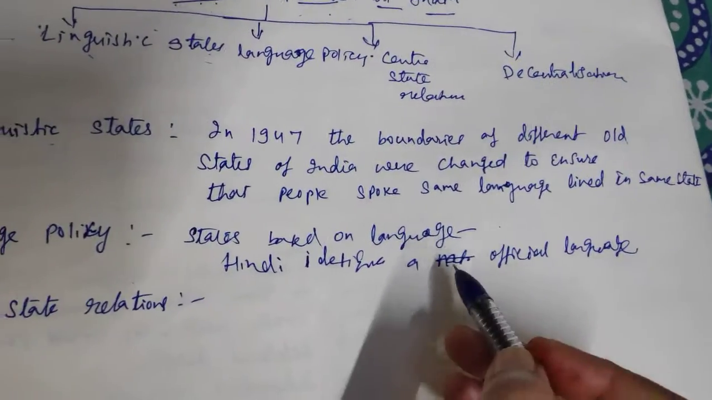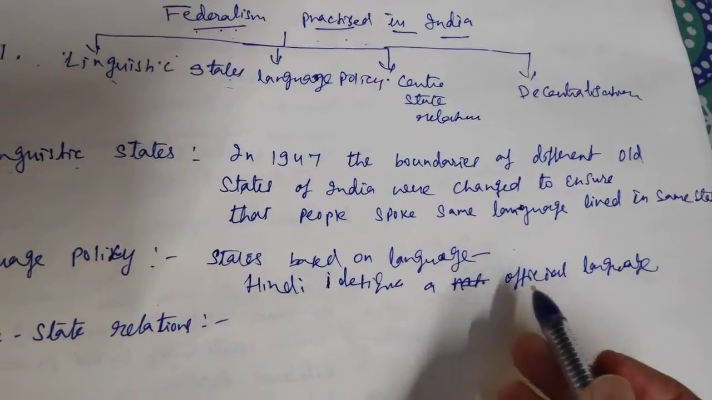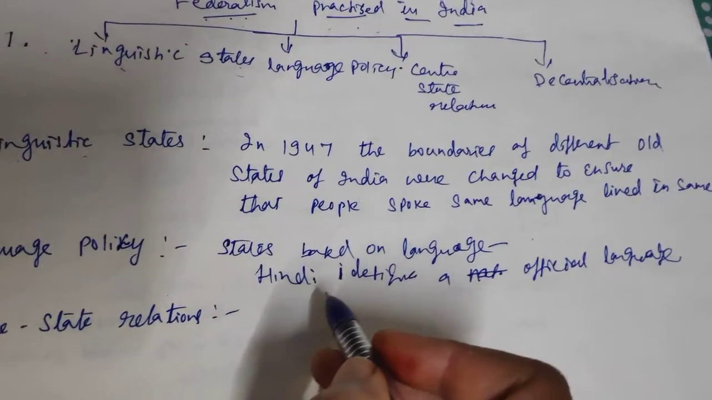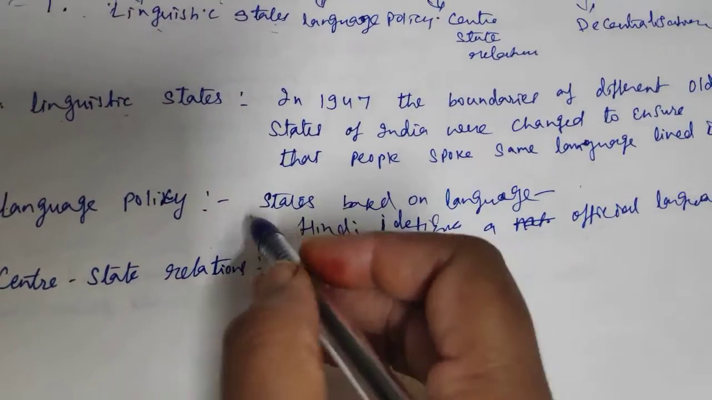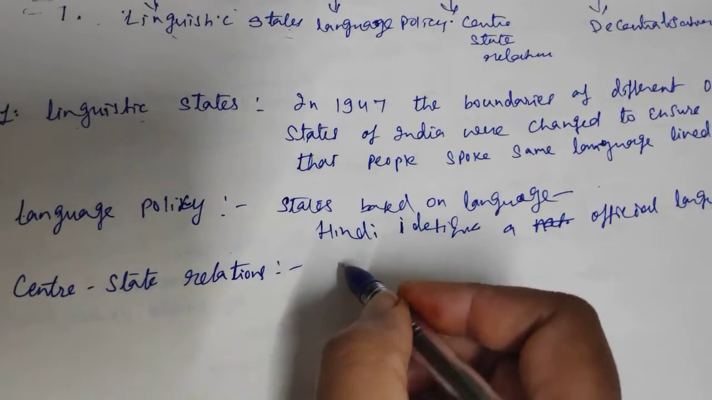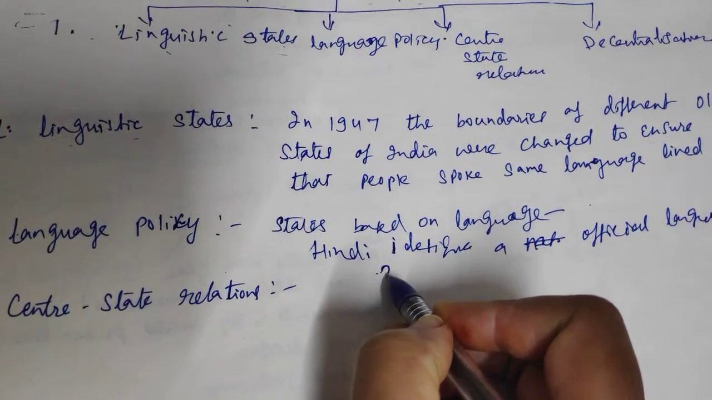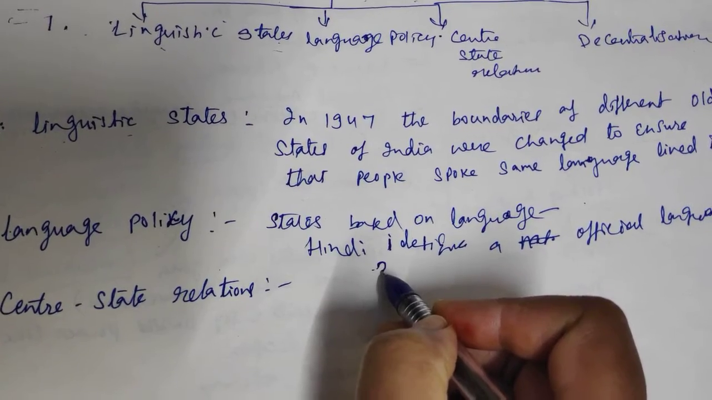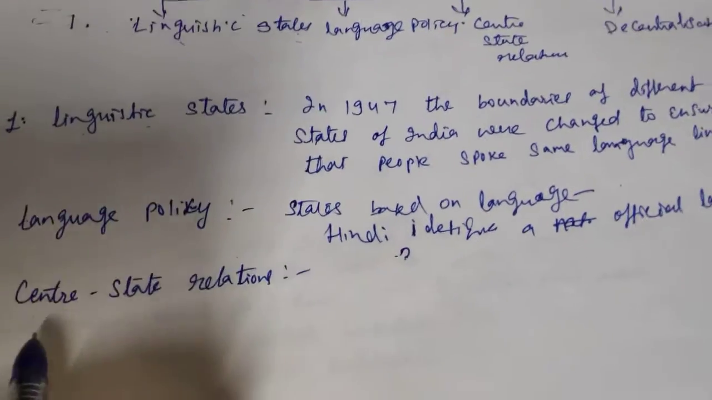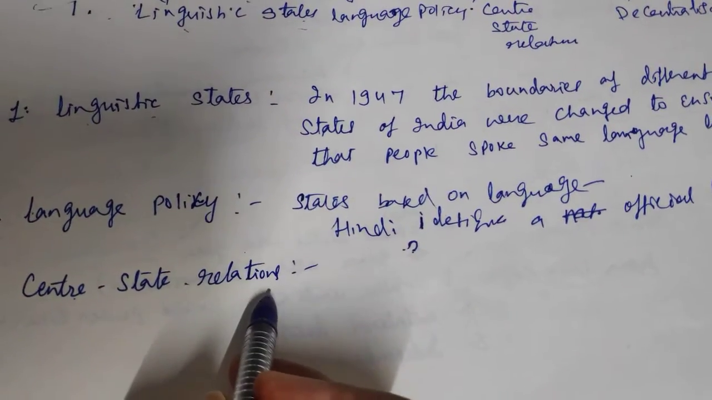But dear students, when Hindi was identified as an official language, at the same time many safeguards were provided for the different languages also. In this, we have mainly 24 main languages of India. The next policy applied by the government was the center-state relationship.